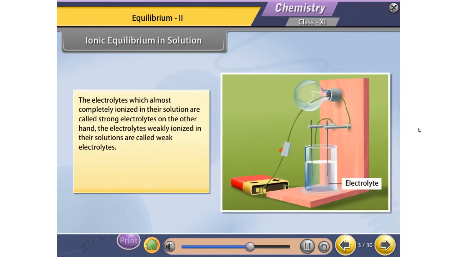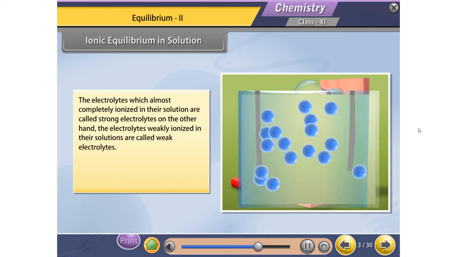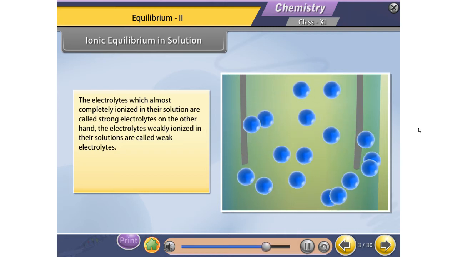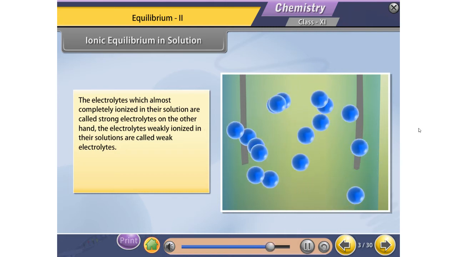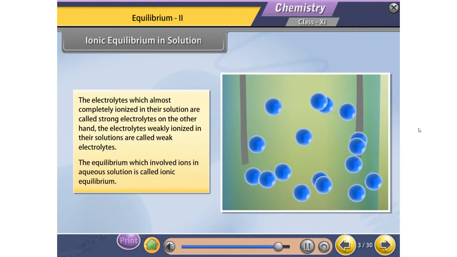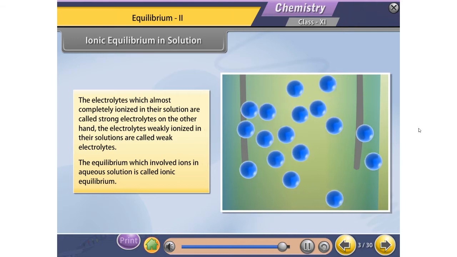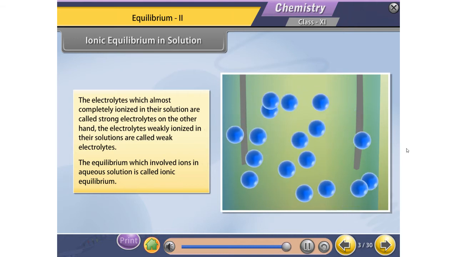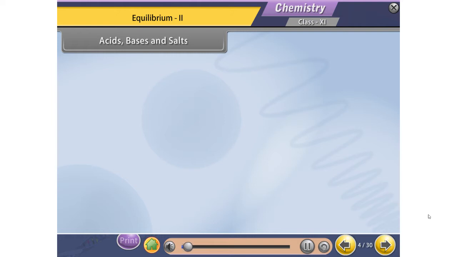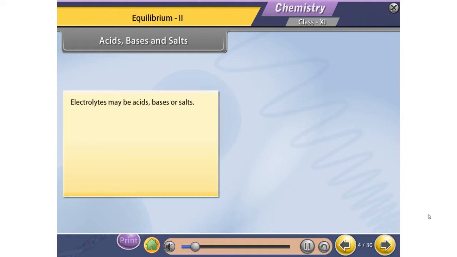The electrolytes which are almost completely ionized in their solution are called strong electrolytes. On the other hand, the electrolytes weakly ionized in their solutions are called weak electrolytes. The equilibrium which involves ions in aqueous solution is called ionic equilibrium. Acids, bases, and salts. Electrolytes may be acids, bases, or salts.